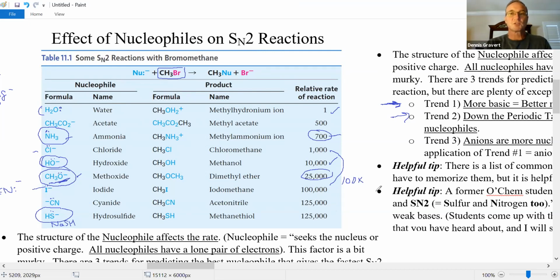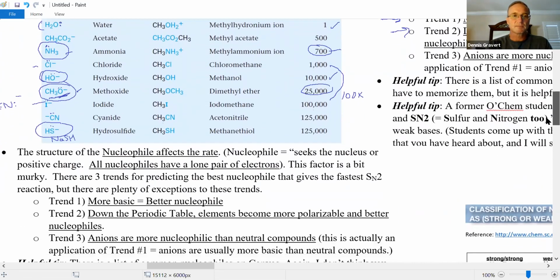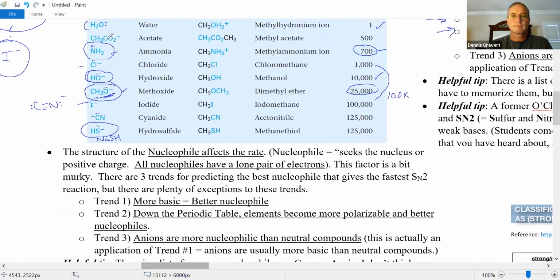Cool. So remember those two trends. There is a third one. I got it written down here. Gotta reorganize this a little bit. There we go. Trend 3 says anions are more nucleophilic than neutral compounds. For me, it's like, wait, you're just repeating trend number 1.